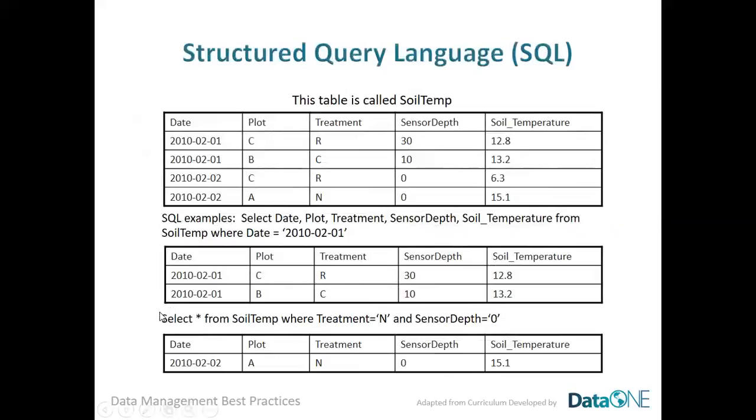You can also run it by saying, I want to select everything from the soil temp table where the treatment equals N and the sensor depth is 0. In that case, there's only one case where that meets those criteria, and it's the last line of that soil temp table, and it brings that back as its own table, as you see at the bottom there. You can get very complicated in your SQL command strings, but you can do quite a bit from just a very basic knowledge of SQL.